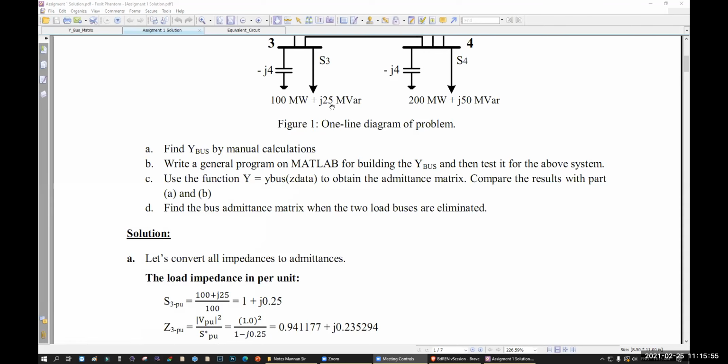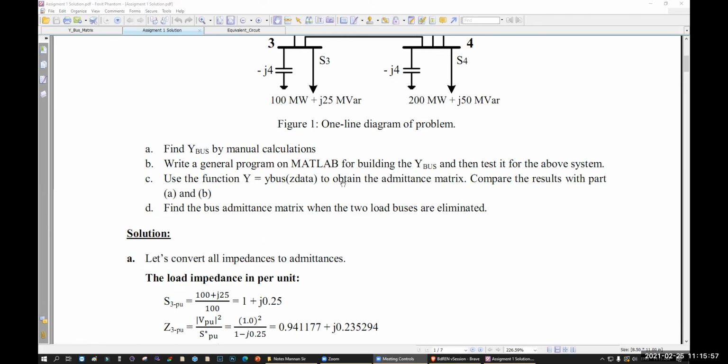100 megawatt plus J25 megavar, and the base is 100. So let's consider the base is 100. So 1 plus J0.25. Normally this is the value that will be given. Remember, this math was complicated, that's why this is not given here. If I tell you to find out only the admittance diagram or Y-bus matrix, this value will be given. Since the value is not given, that's why we have done that.